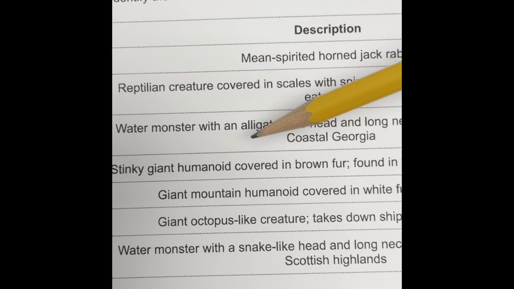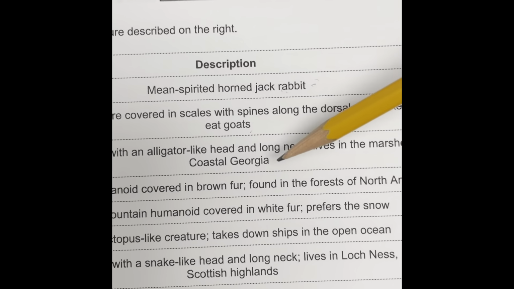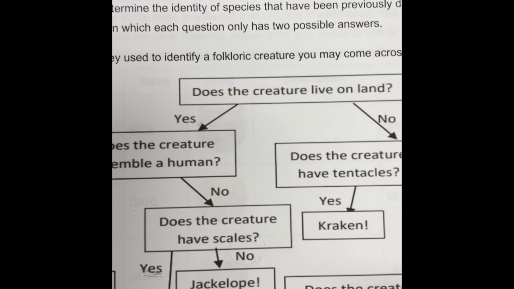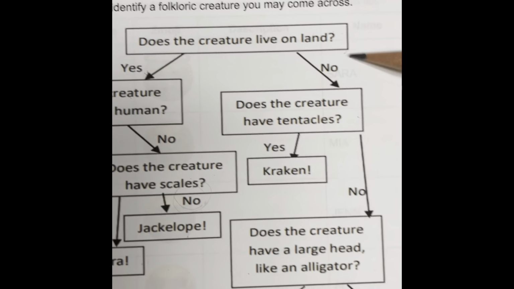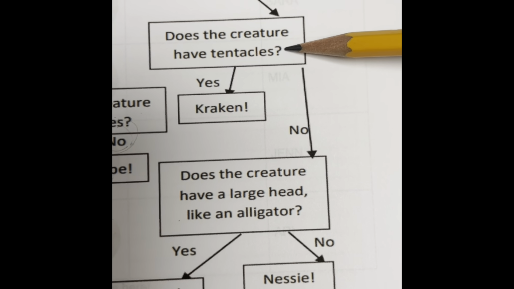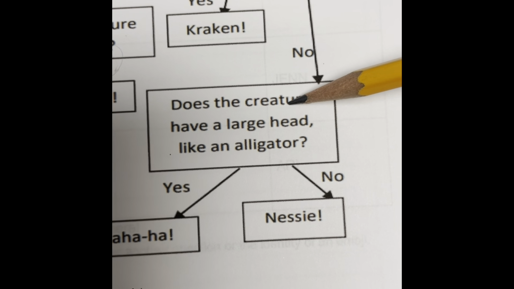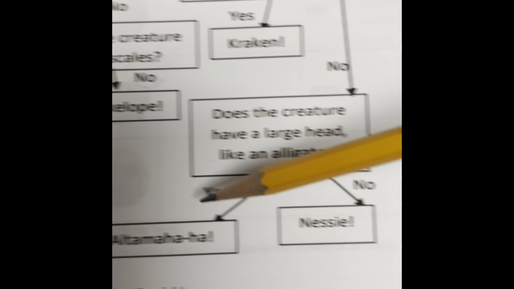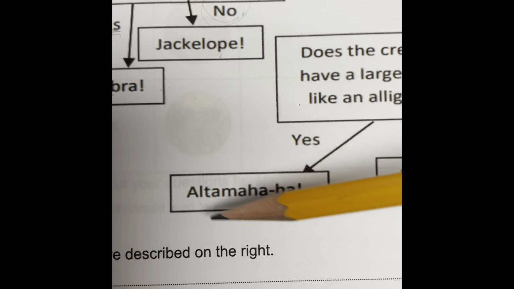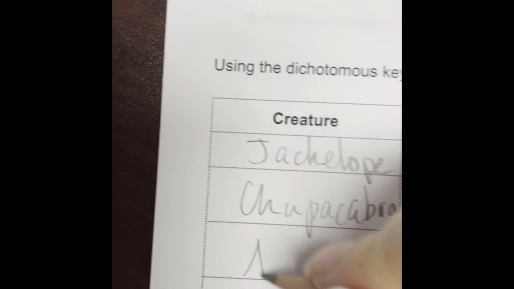Next, a water monster with alligator-like head, long neck, and lives in coastal Georgia. So the first question, does it live on land? No. We're going to go this way now. Does the creature have tentacles? It didn't say, so I'm going to go with no. Does it have a large head like an alligator? Yes. So we are describing the Altamaha. Okay, so write that down here.